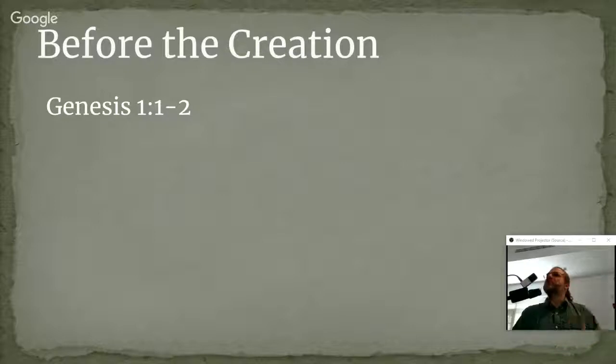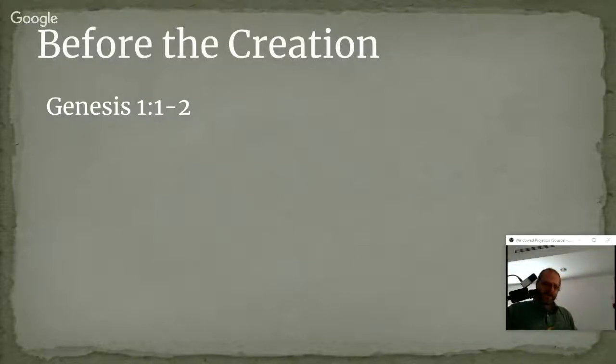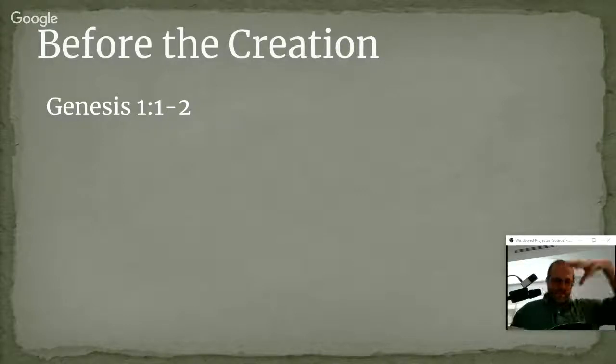So the first question is, what was there before the creation happened? So again, I'm going to read in the NIV. There's RSVs up here if anyone wants them, and you can read along, or you can just listen. It says, in the beginning, God created the heavens and the earth. Now the earth was formless and empty. Darkness was over the surface of the deep, and the Spirit of God was hovering over the waters. It really means moving, sweeping across. The word has a connotation of movement.